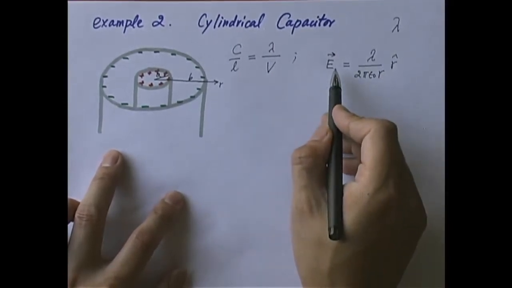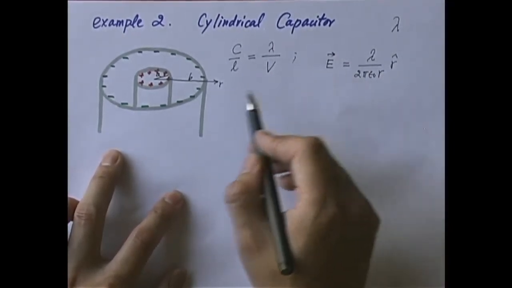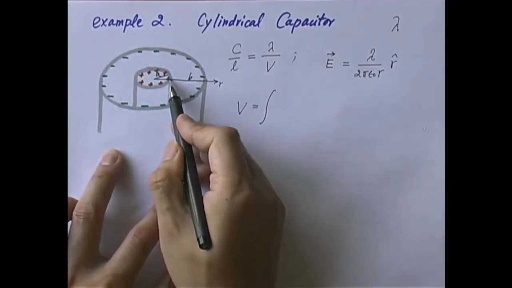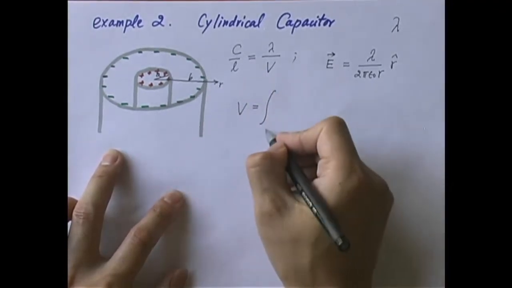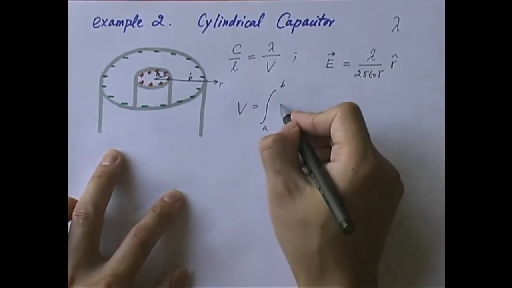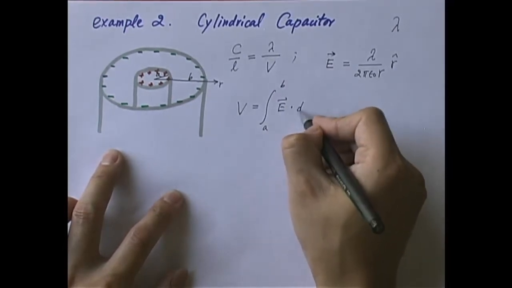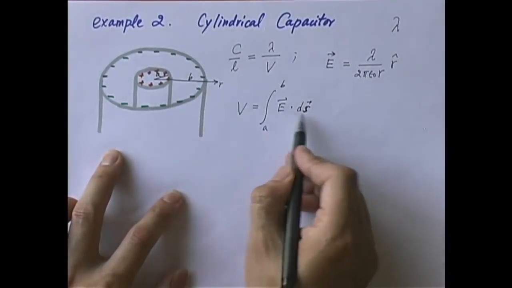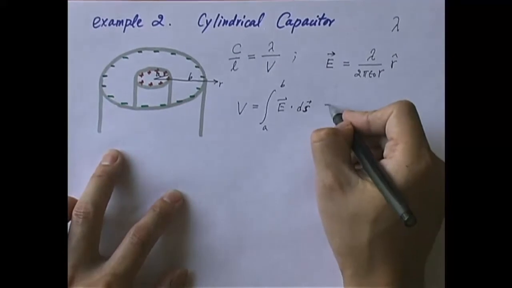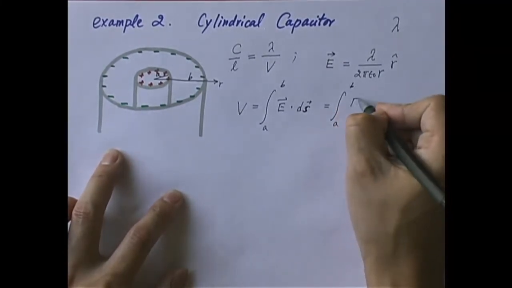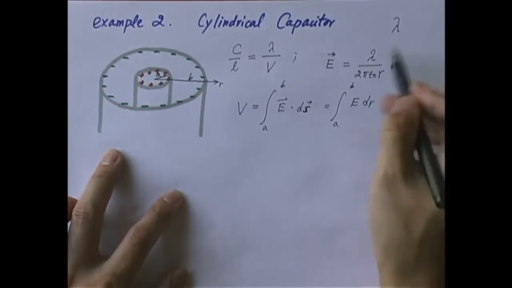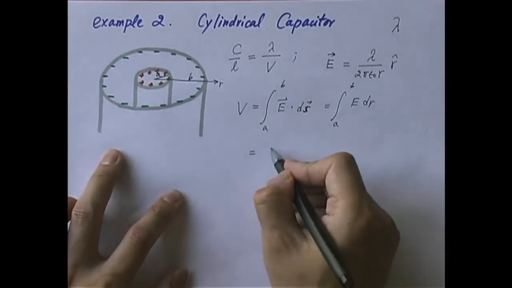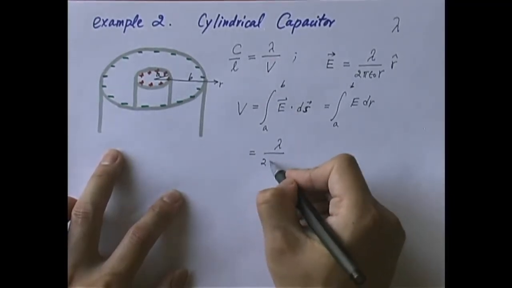So it's not a constant, but you can easily integrate between here and there. So what is V then? We integrate between the inner and outer surface, so between A and B, E dot dr, or E dot ds. ds and dr are the same thing, going this way. E and ds have the same direction, they're both outwards, so this really is just the integral from a to b of E dr. E is lambda over 2 pi epsilon naught r. So I'm going to take that lambda over 2 pi epsilon naught.